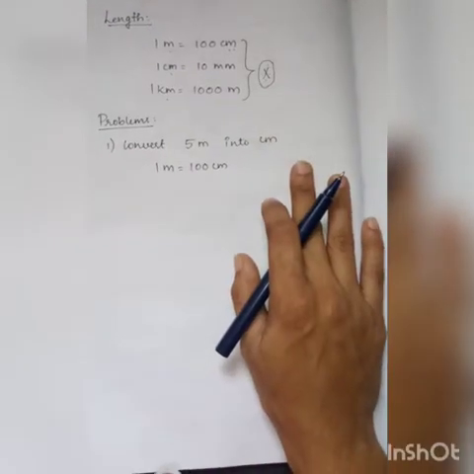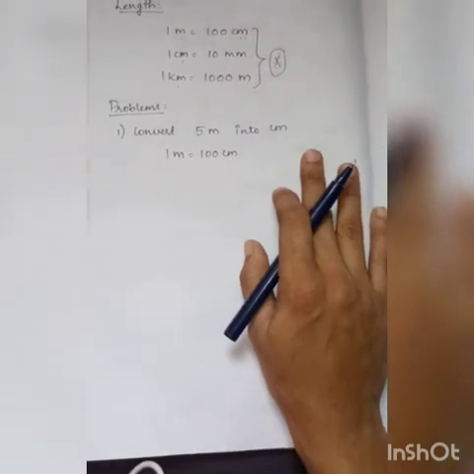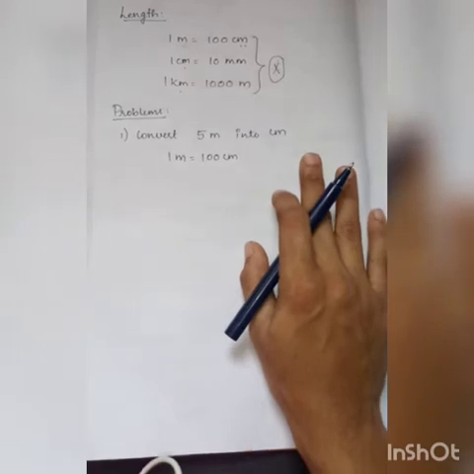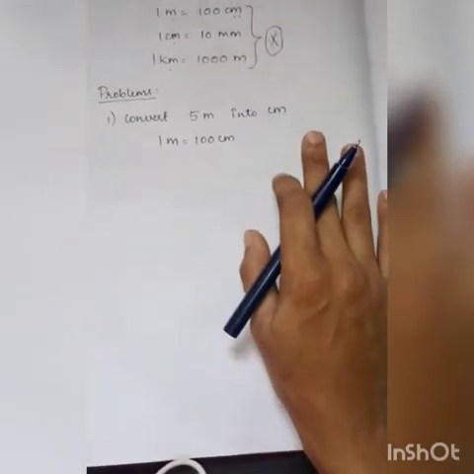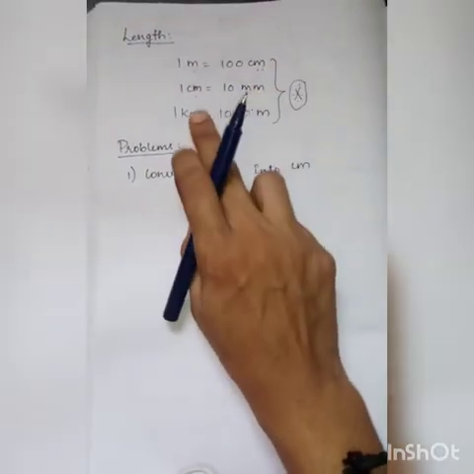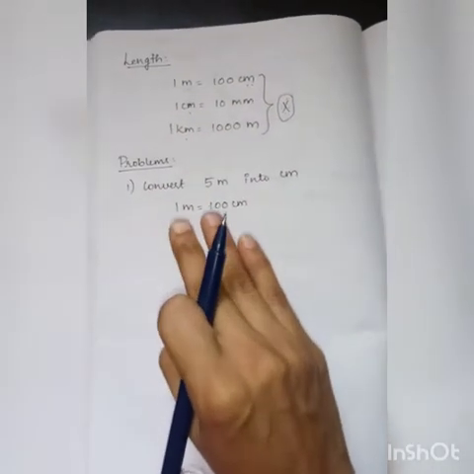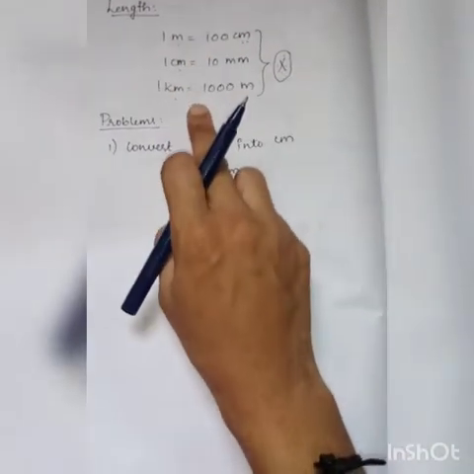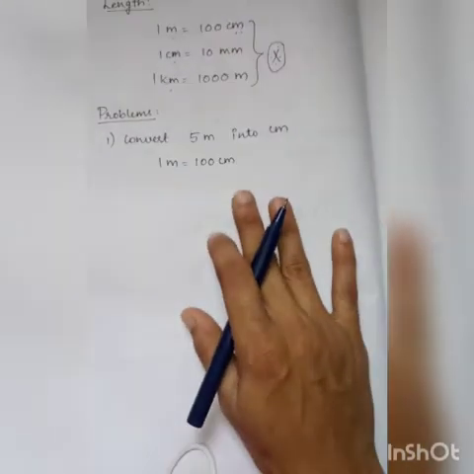See, in length we have used many units, right? Kilometer, hectometer, decameter, meter, decimeter, centimeter, millimeter. But when we are doing problems, we will majorly focus on meter, centimeter, millimeter and kilometer. So these are three important formulas. You should keep them in your mind while doing the problems.